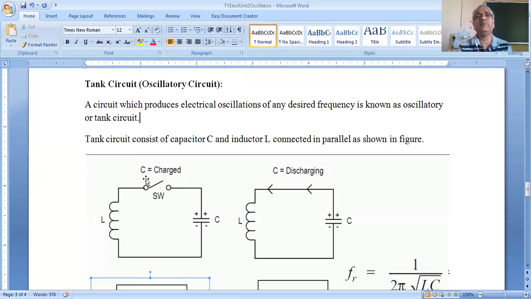Only 1 minute is remaining. After 1 minute this Zoom meeting will close automatically. Okay, we are closing this Zoom meeting now. If anyone has any doubt, you can ask me. I will cover the tank circuit in the next lecture.